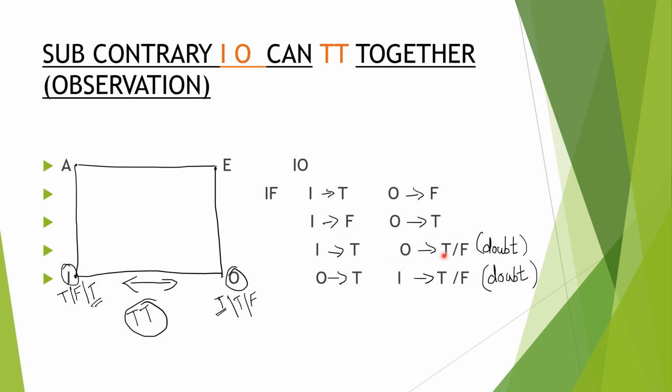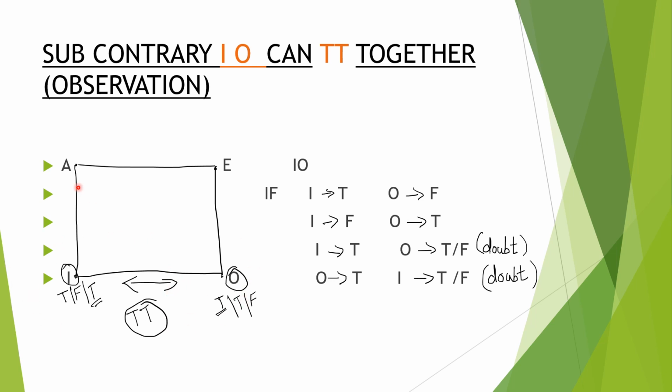They can be true together or they can be false, so there is a doubt here. If O is true, then I can be true or it can be false, so there is a doubt here. So you must understand that on the lower side, in the subcontrary, this is contrary and this is subcontrary, they can be true together.